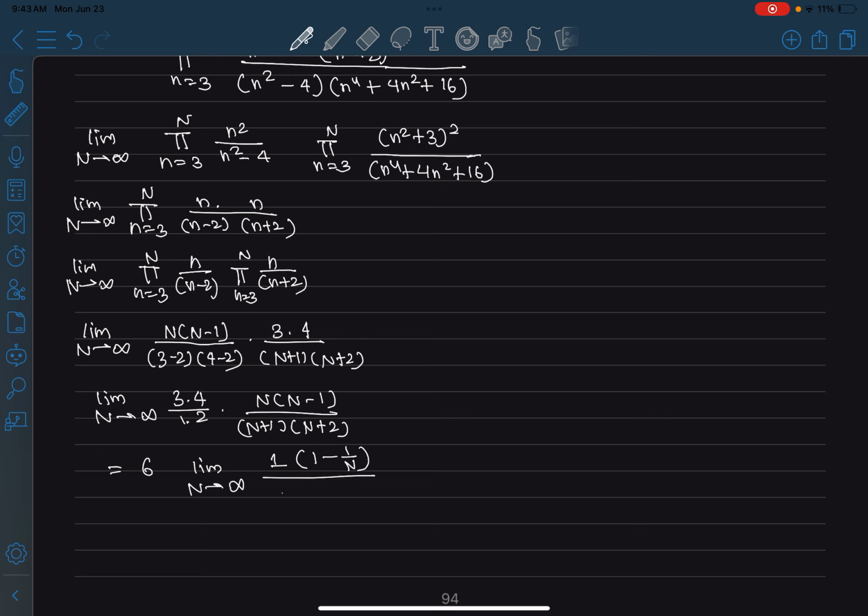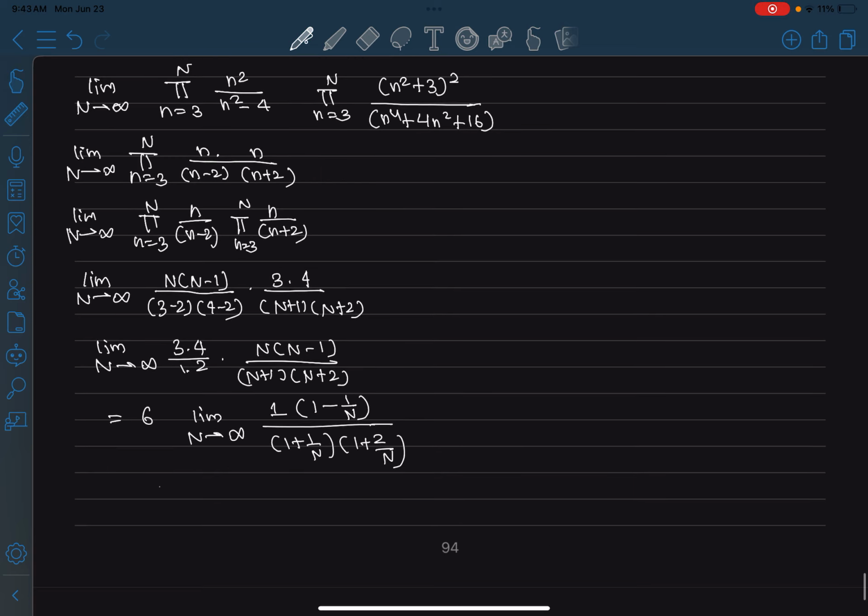And then 1 plus 1 by n, 1 plus 2 by n, right? And when n goes to infinity, this just becomes 1, 1 minus 0, 1 plus 0, 1 plus 0, right? And that just becomes 6. So that was the first part.